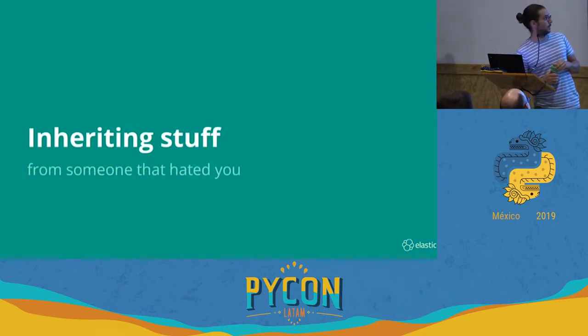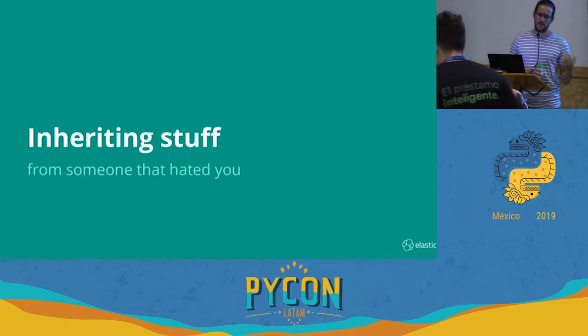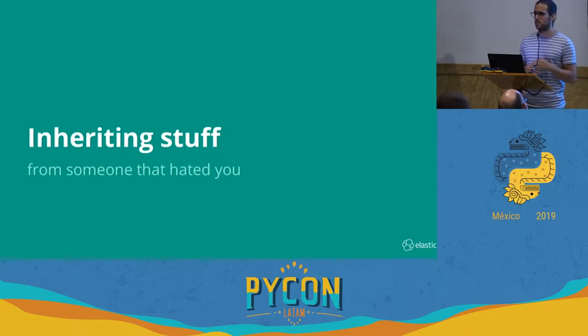Inheriting stuff, and from someone I hated. And why from someone I hated? When I was working on this presentation, I was thinking, how can I explain the whole process of inheriting code? When you go to an open source project from someone that actually knows how to do open source, and you go to the project and everything is great. There are tests, there's documentation, the code is well written, there are comments on it, and everything is fantastic. Now, that is the best case scenario. And if you find a project like that, stick to it because they're rare. But also, it's boring to explain in a presentation.